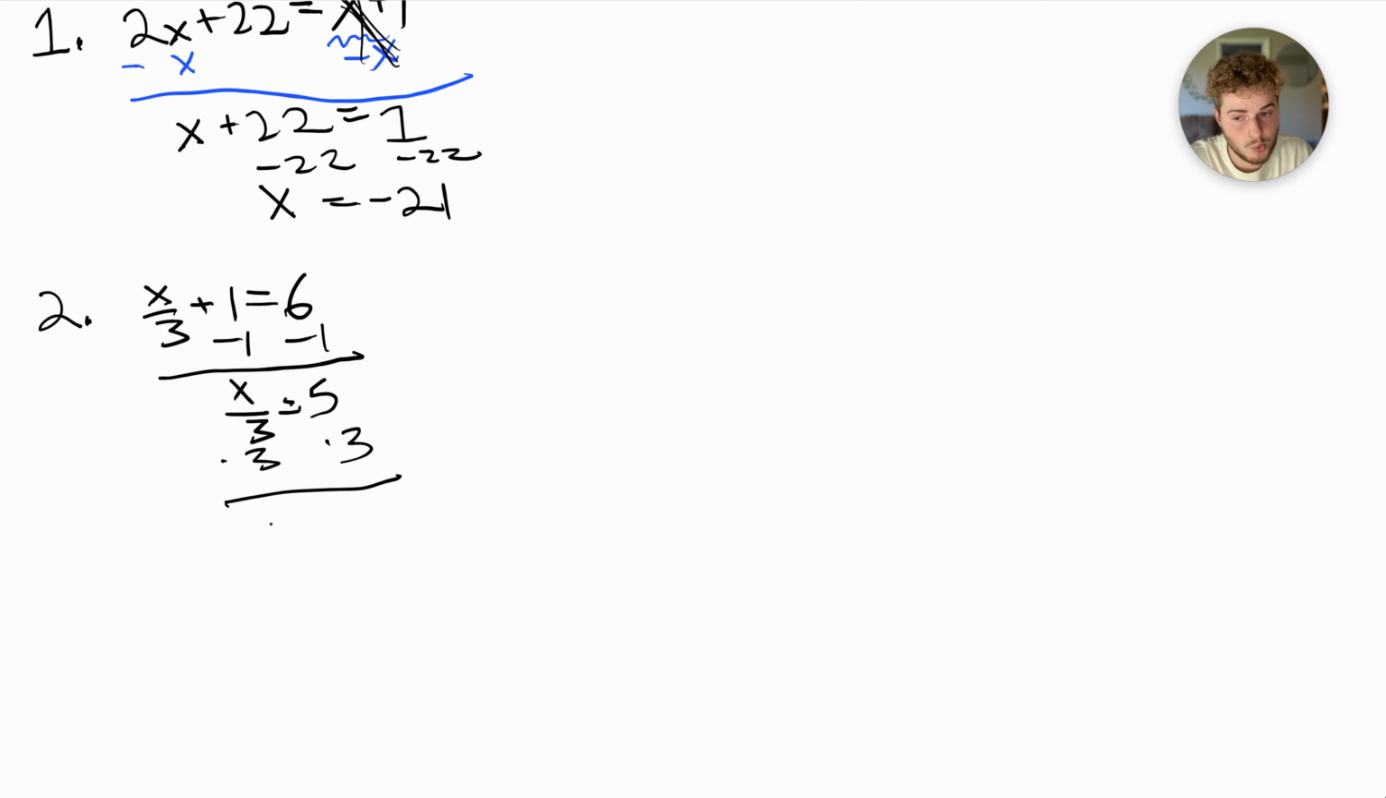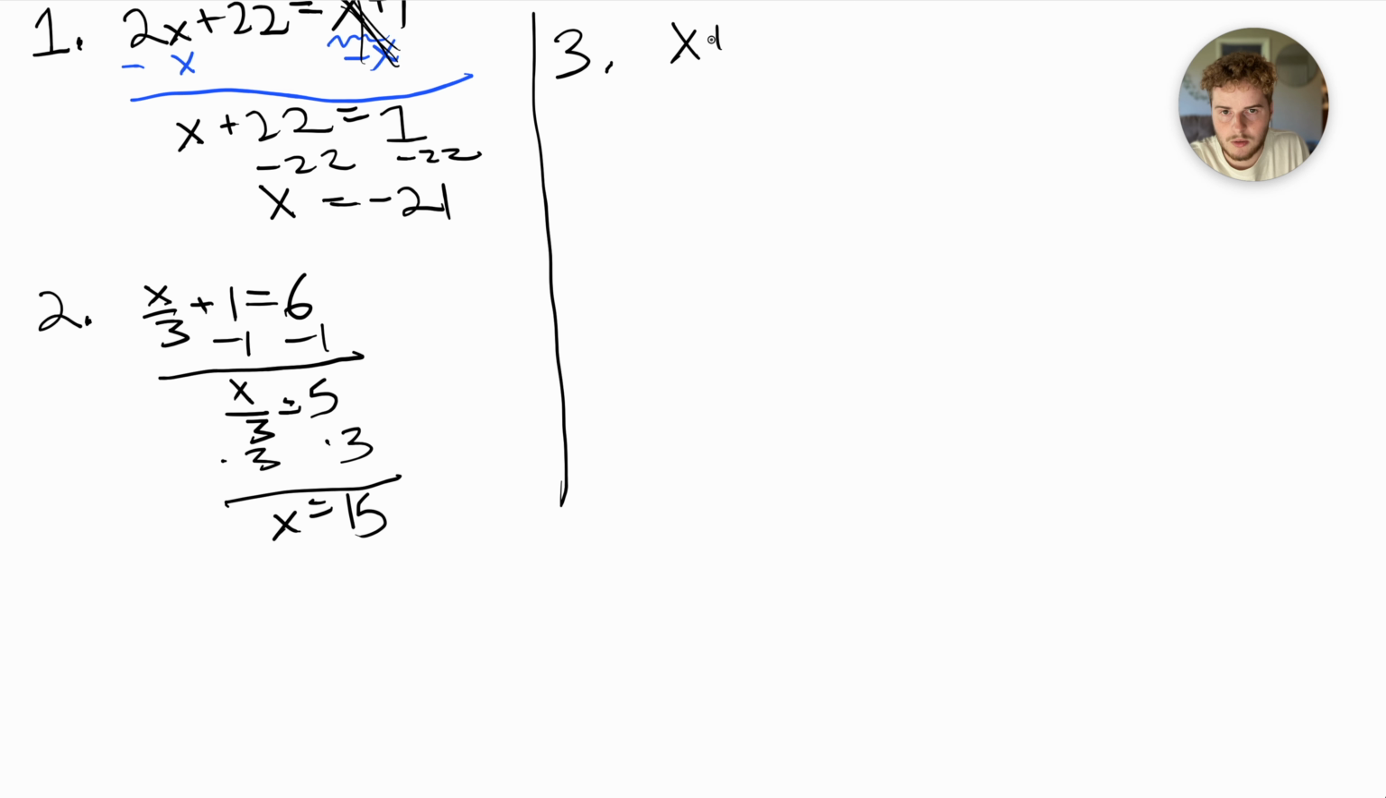X over 3 times 3 would be x. 5 times 3 would be 15. Let's look at another example over here on the right. Say we had something like x plus 1 equals 4x plus 2.